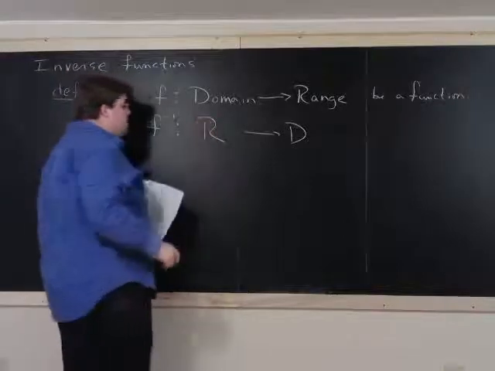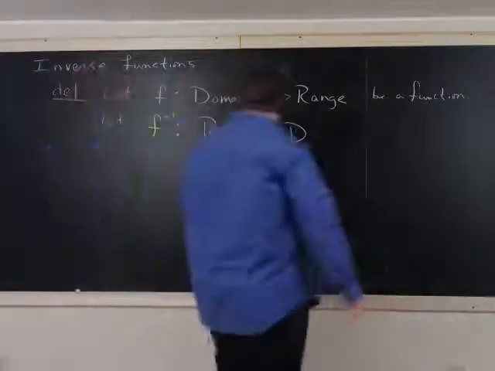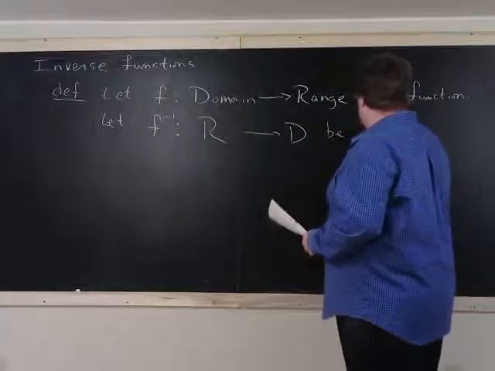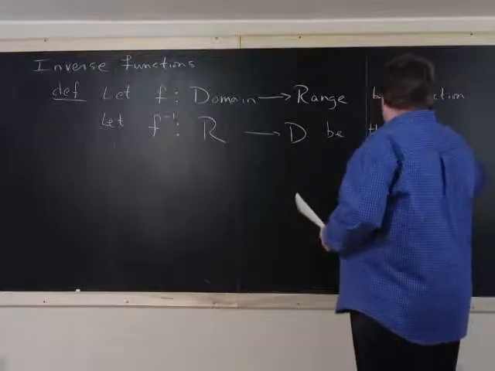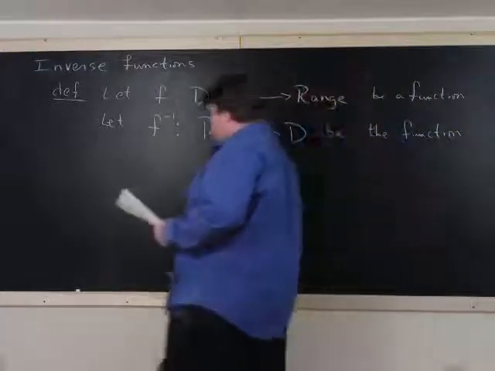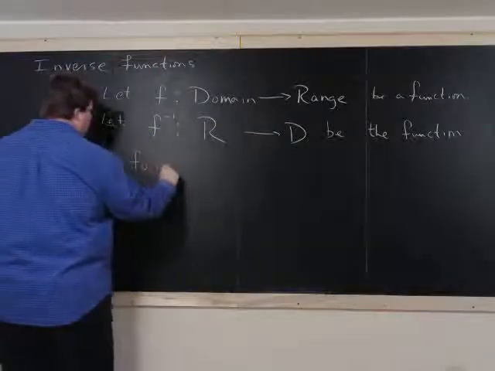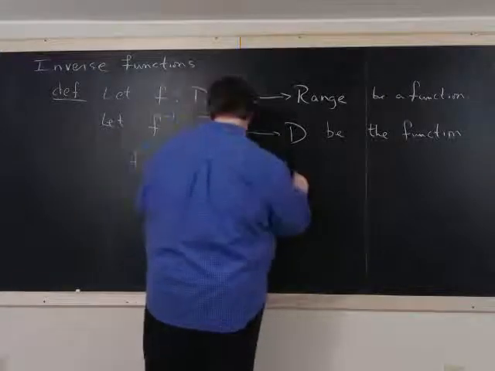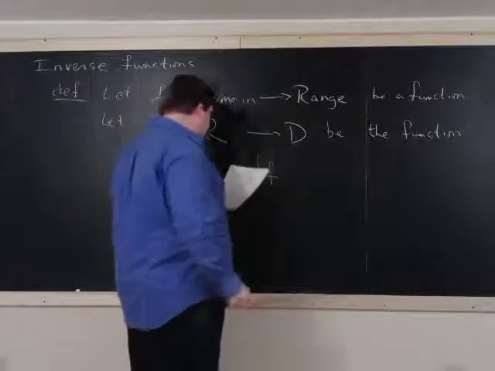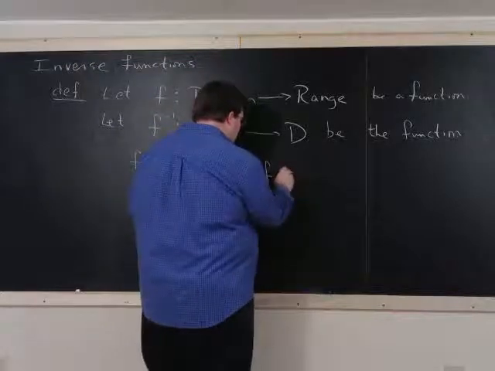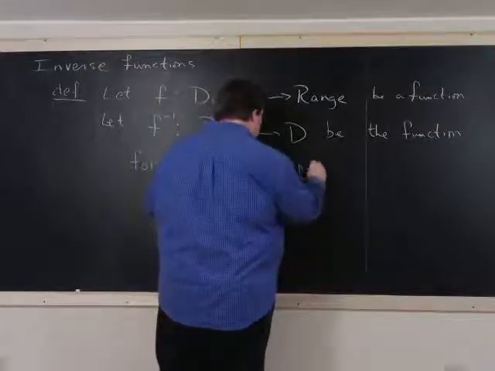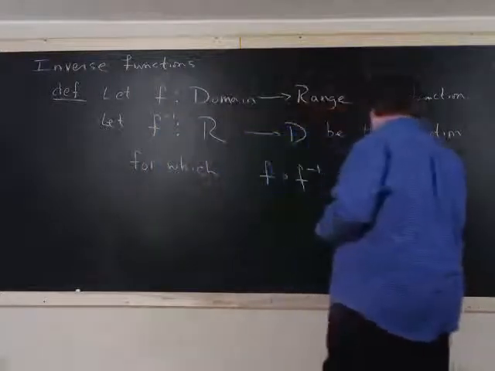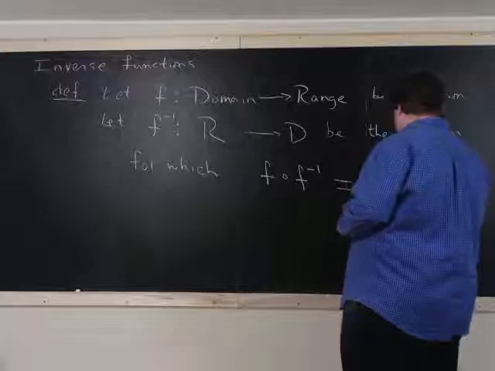It must satisfy a property. So let f inverse map range to domain be the function which satisfies this. For which f composed with f inverse is the same as f inverse composed with f. I want to write the other one first because that's how I wrote it in my notes, which means that's probably how it's written in the book.